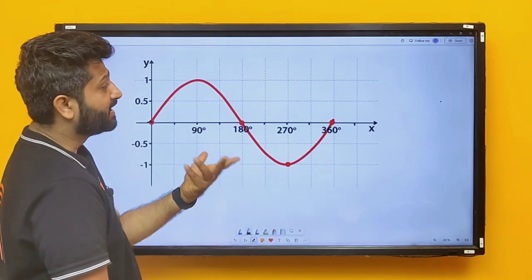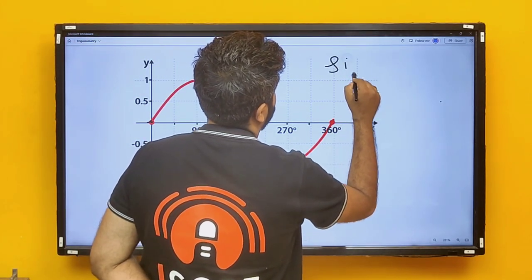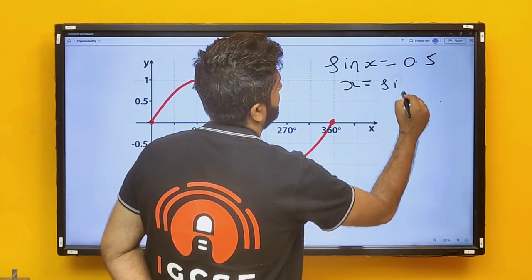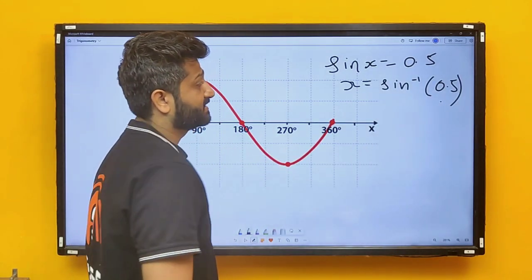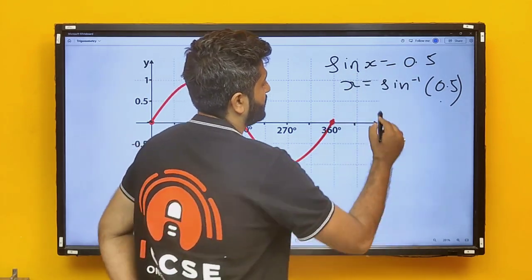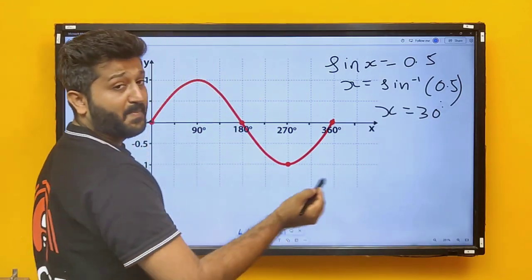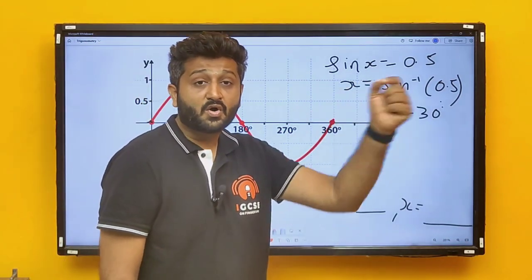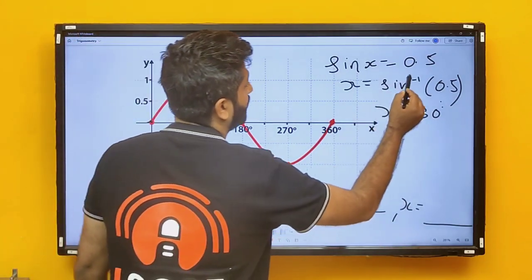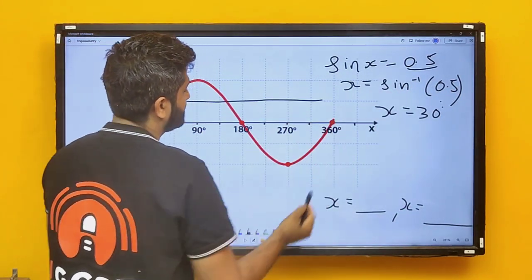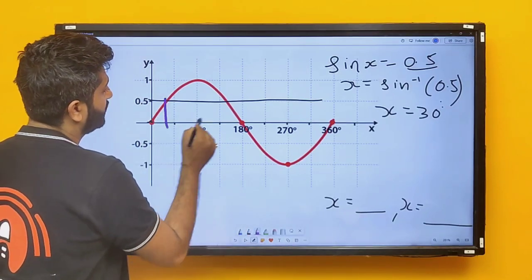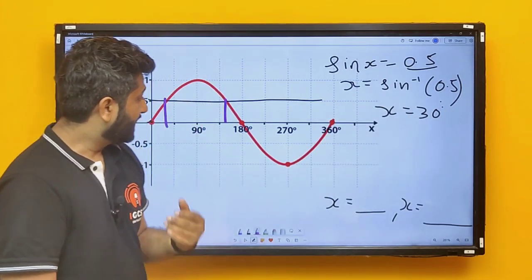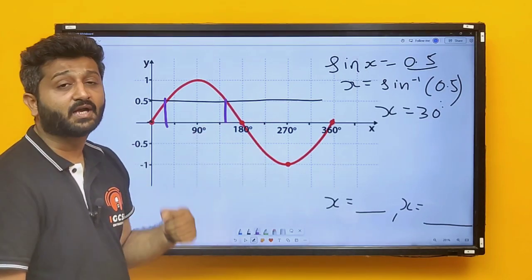Now there is also one more kind of question which is getting regularly asked. That is, let's say I have sine x equals 0.5, find x, right? You'll say, sir, this is pretty easy. If sine x is 0.5, then x is sine inverse of 0.5. My calculator says x is 30 degrees. But in the exam, they say find two values of x. So how do you find two values of x? If you draw the line at 0.5, you can see the line is intersecting the graph at two distinct points. The first point is before 45, which is 30, and the second point is somewhere after 135 but before 180.